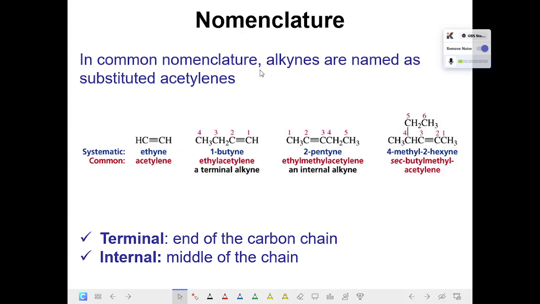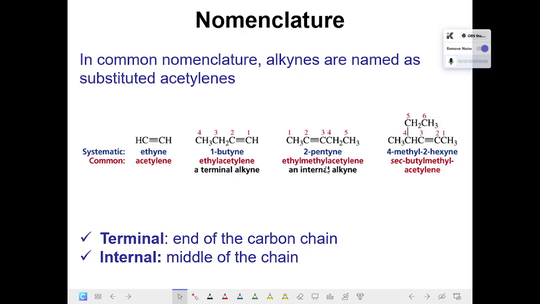For the naming of your alkynes, they're also named as substituted acetylenes. So that's the common name, okay? But if we follow the systematic name, then you need to locate the position of the triple bond and give it a lower number, okay? So an example here of a terminal alkyne is this one, 1-butyne, because the triple bond is between your carbon 1 and carbon number 2. So that is a terminal alkyne.